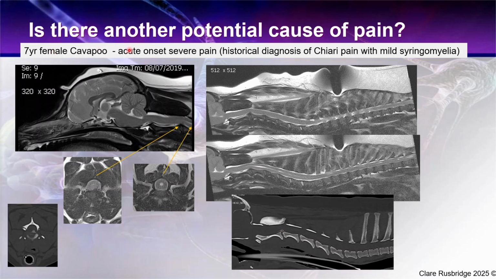This was a Cavapoo that had a historic diagnosis of Chiari pain with mild syringomyelia. Then she had acute onset severe pain, and in this dog it was actually due to the disc. So don't just assume that it's due to the Chiari malformation and syringomyelia because it is a certain breed. Severe acute onset pain is more likely to be a more common cause such as intervertebral disc disease.